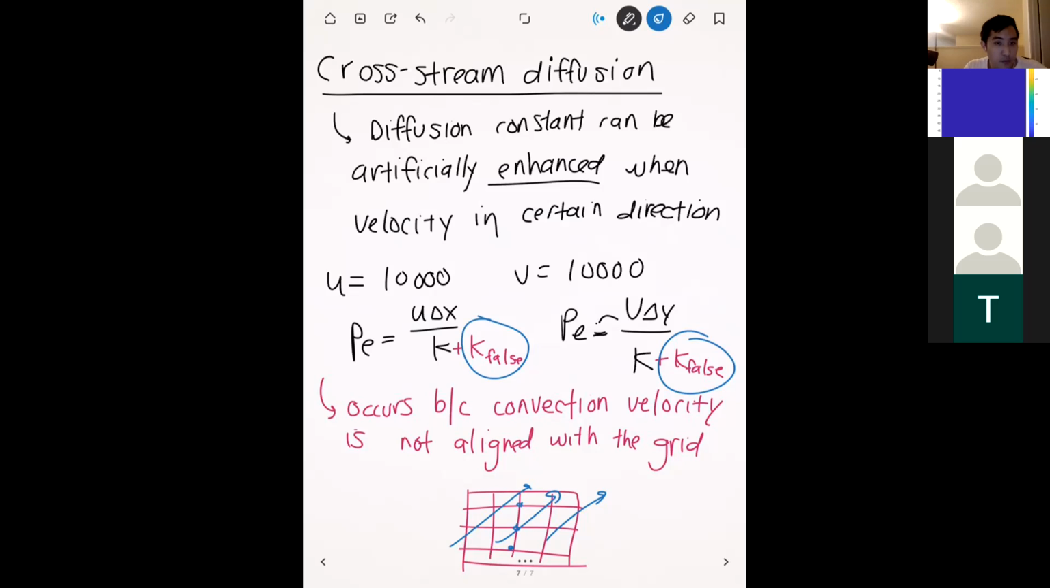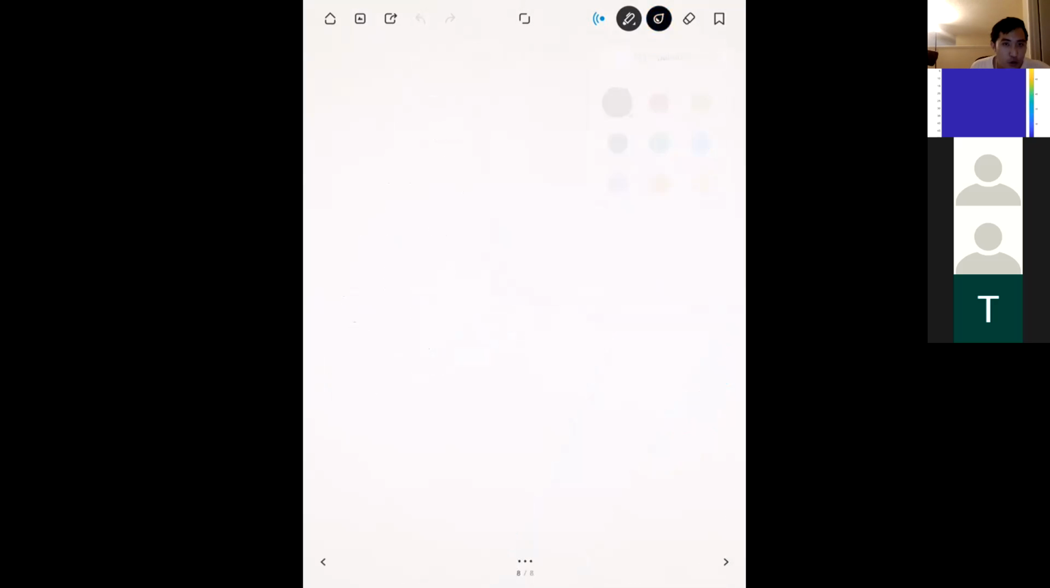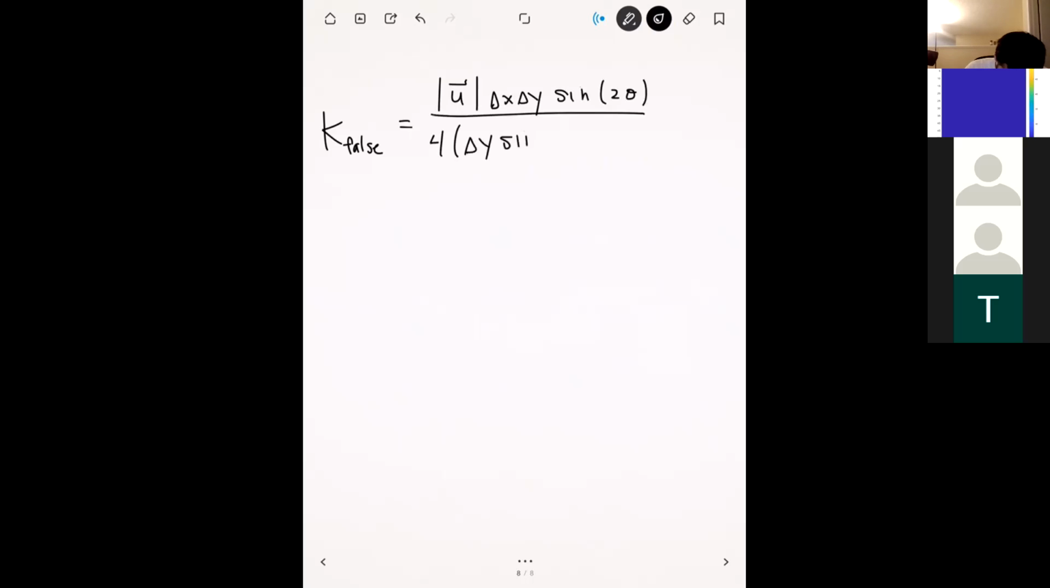Okay. So any questions on this? Okay. And so I'll give you a formula for the false diffusion here. You don't need to memorize this at all, but it's just to give you a sense of how to actually compute it. The formula for K false looks like this. First you take the magnitude of your velocity vector. Then you multiply by the grid spacing in the X and Y direction, so delta x, delta y. Then you multiply that by sine 2 theta. You take 4 times delta y sine cubed of theta plus delta x cosine cubed of theta.